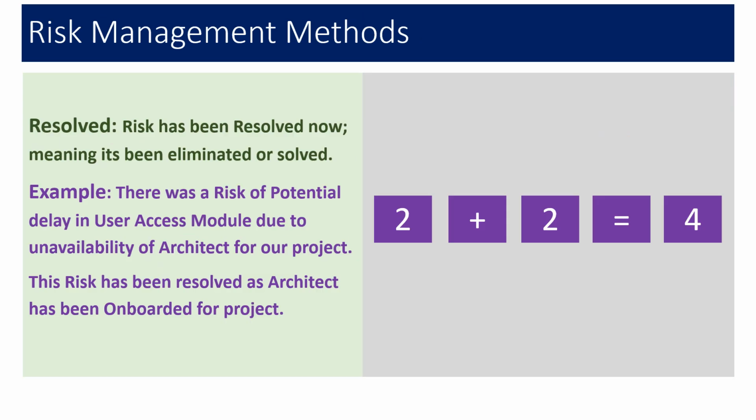Now, what are some key practices or risk management methods? One such example is the ROAM technique: resolved, owned, accepted, and mitigated. Resolved means the risk has been resolved now, meaning it's been eliminated or solved. One example could be a potential risk that was identified earlier that, for one of the user access modules, we definitely need one architect for our project. Now, this risk has been resolved as the architect has onboarded for the project.